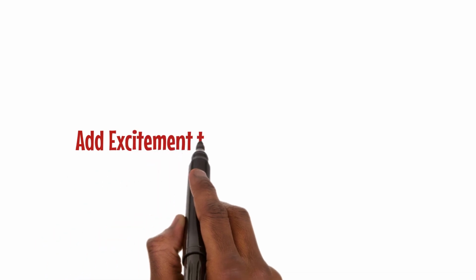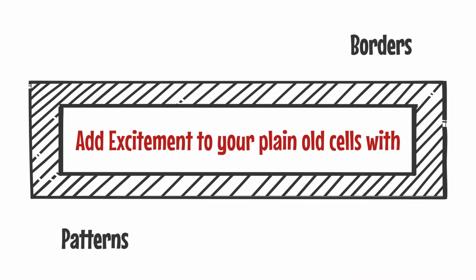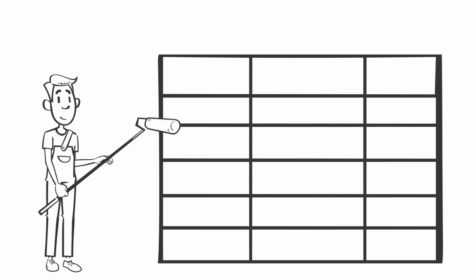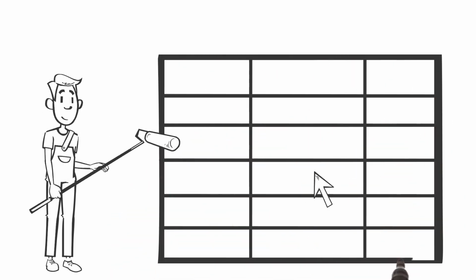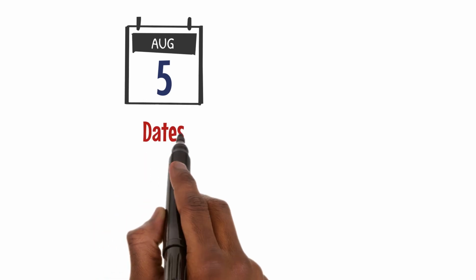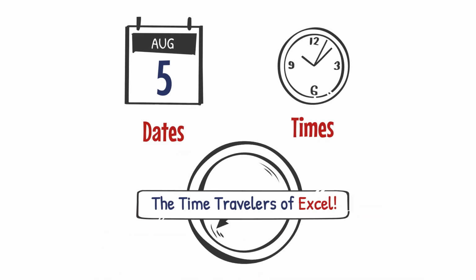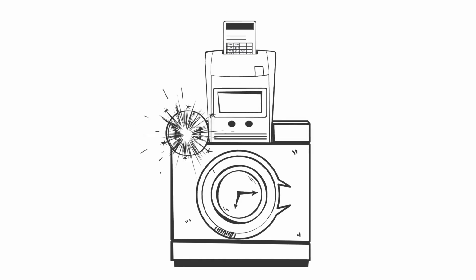Now, let's add some excitement to your plain old cells with the border and pattern tabs. Imagine them as the painters and decorators of your spreadsheet world. Draw borders, add colors, and make your worksheet pop. Next, we have dates and times, the time travelers of Excel. With just a few clicks, you can transform the date format of 1st January 2001 into a sleeker style. It's like giving your dates a cool time machine ride.